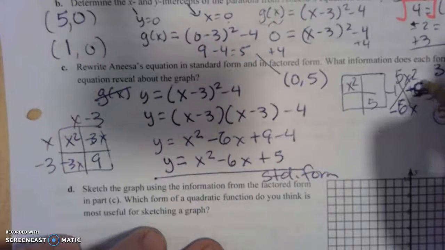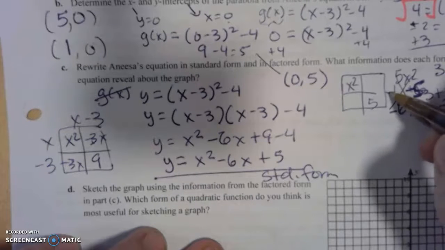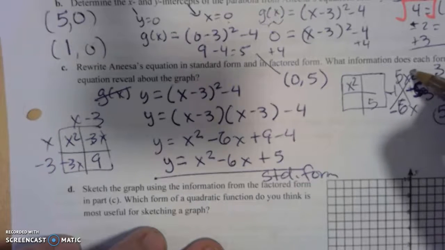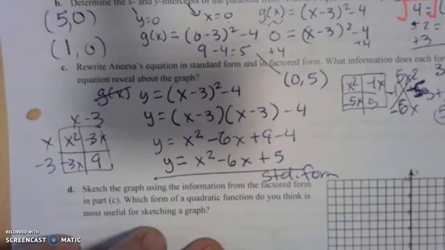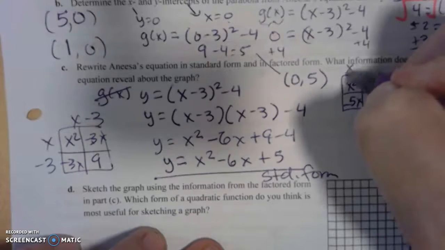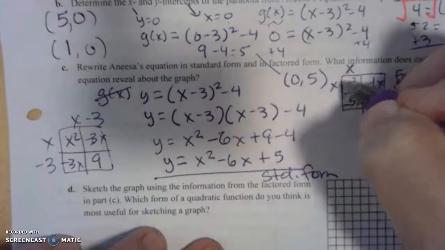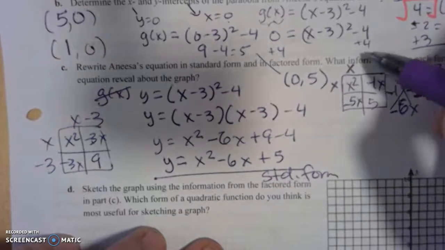Negative 1 times negative 5. Negative 1 and negative 1 makes positive 5. So negative 1x and negative 5x. So let's go ahead and we get x and x. We're using our box to factor it.